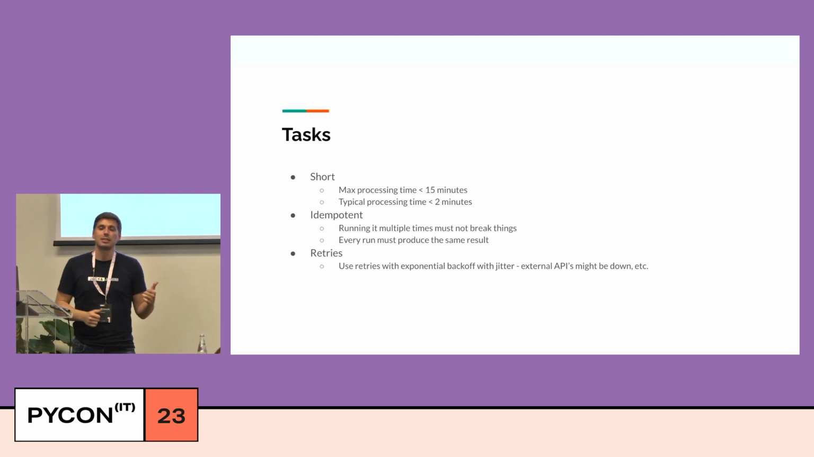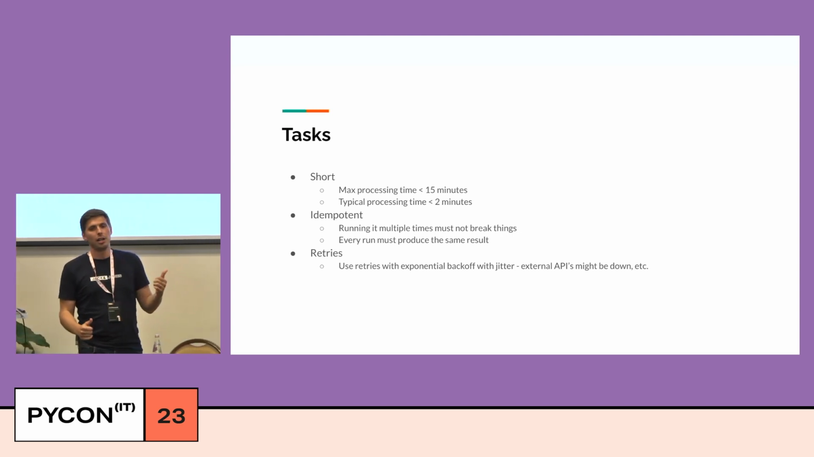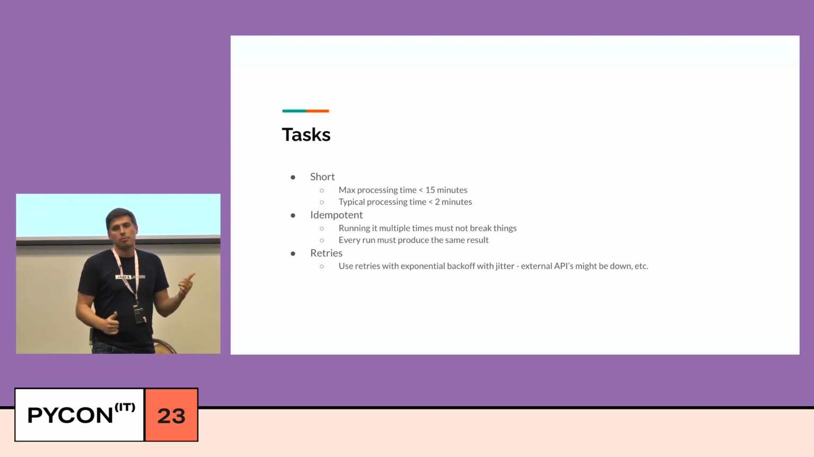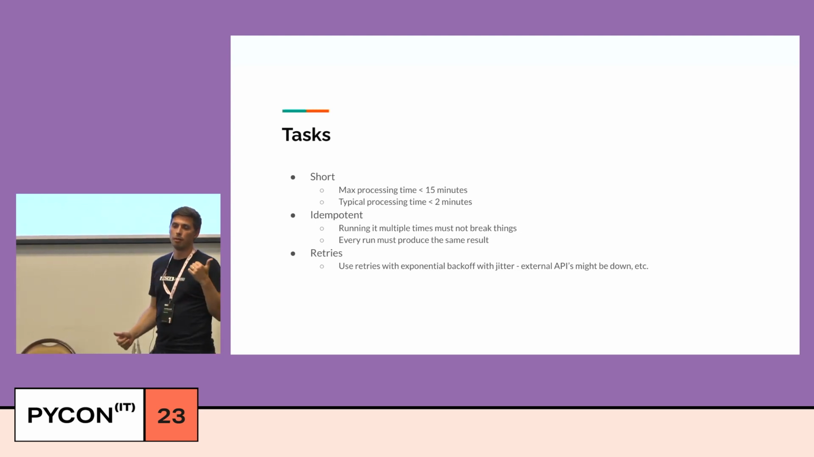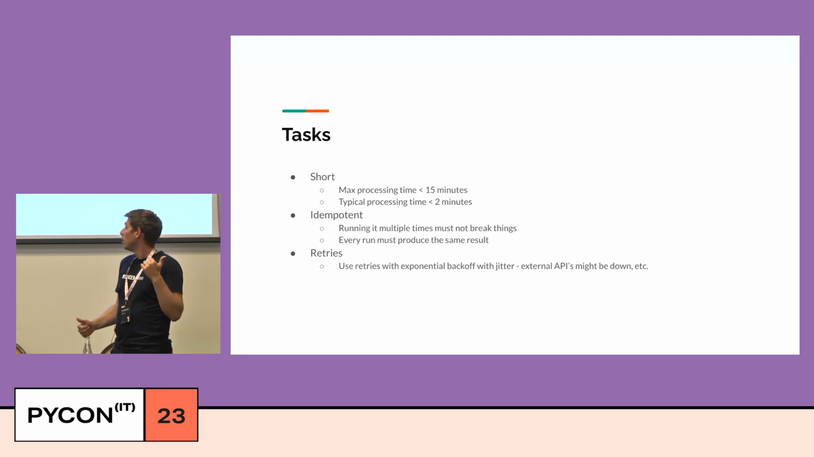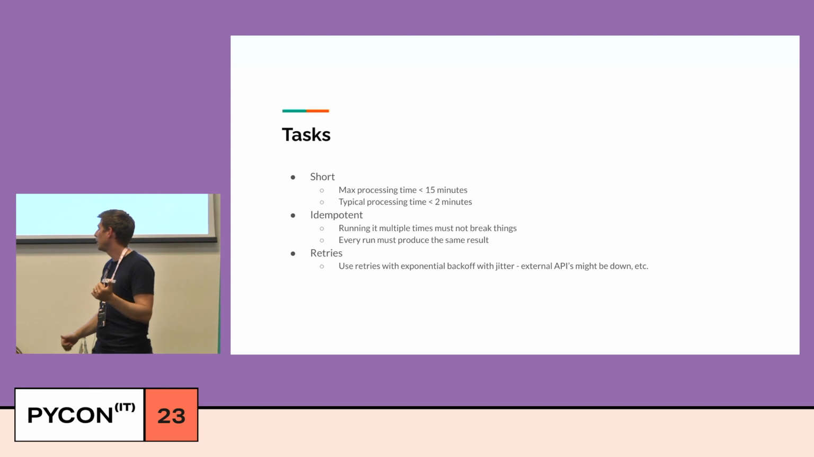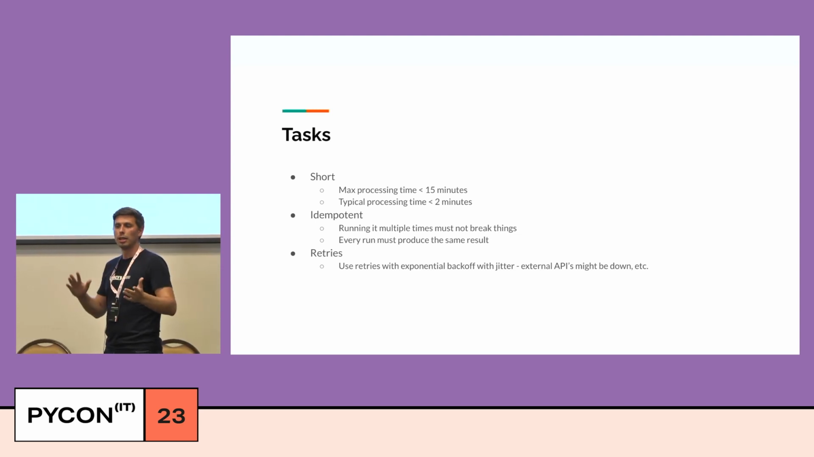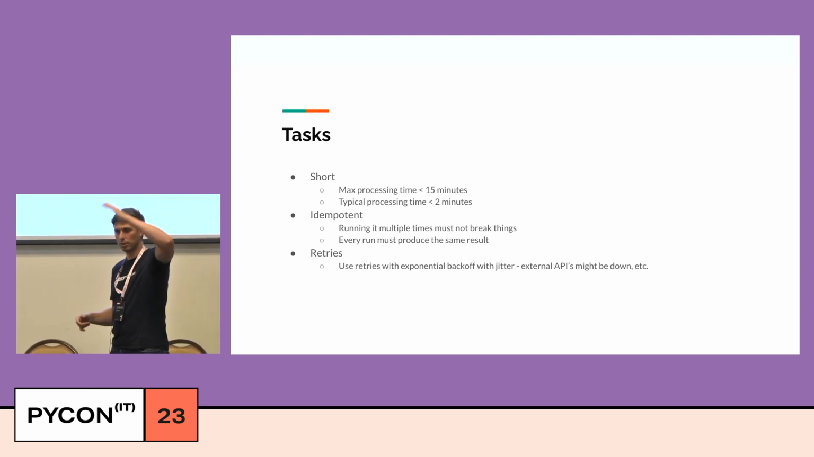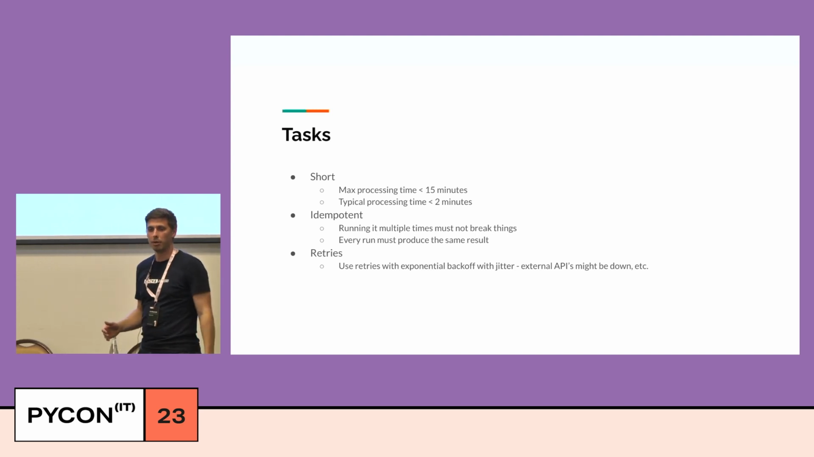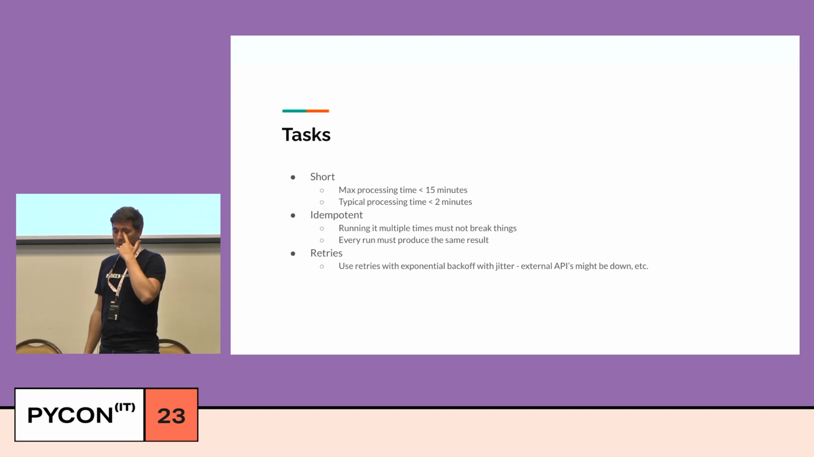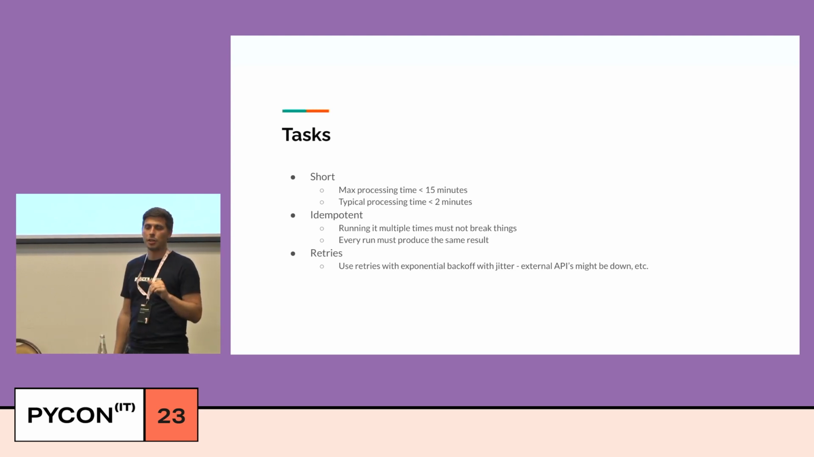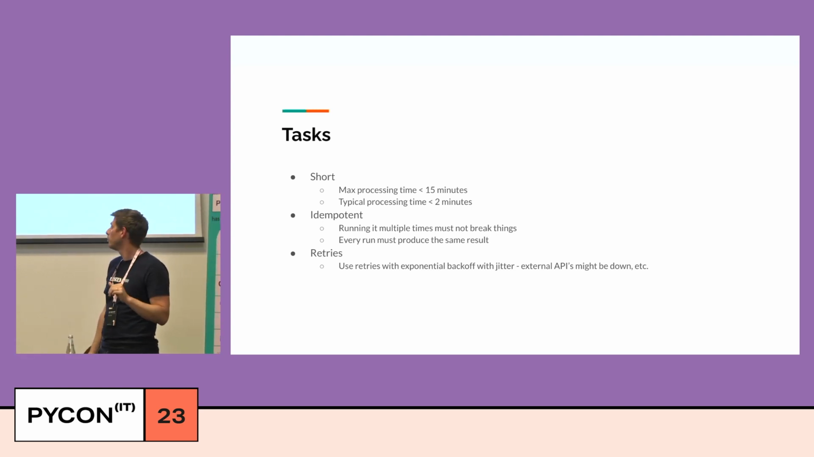So first thing is we want to make sure that our tasks are short. Try to aim for a max execution or processing time of 15 minutes. Sometimes not possible, but there are techniques to get there. Obviously, if we are talking only about the application tasks, not some long ETL pipelines, which are not part of the application itself. And try to keep the typical processing time under 2 minutes, also possible.